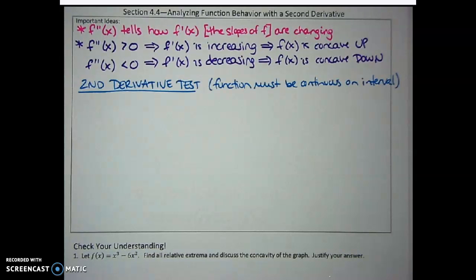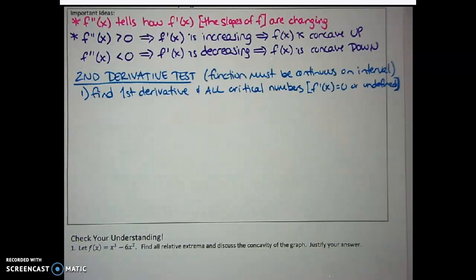The second derivative test. First and foremost, the function must be continuous on the given interval. So your first step is going to be to find the first derivative and also all the critical numbers. Remember, the critical numbers are where the first derivative is either equal to 0 or undefined. Next, you're going to find the second derivative and all the inflection points. This is going to be where the second derivative is either 0 or undefined. An inflection point is where the graph of the function changes from being concave up to concave down, or from concave down to concave up.